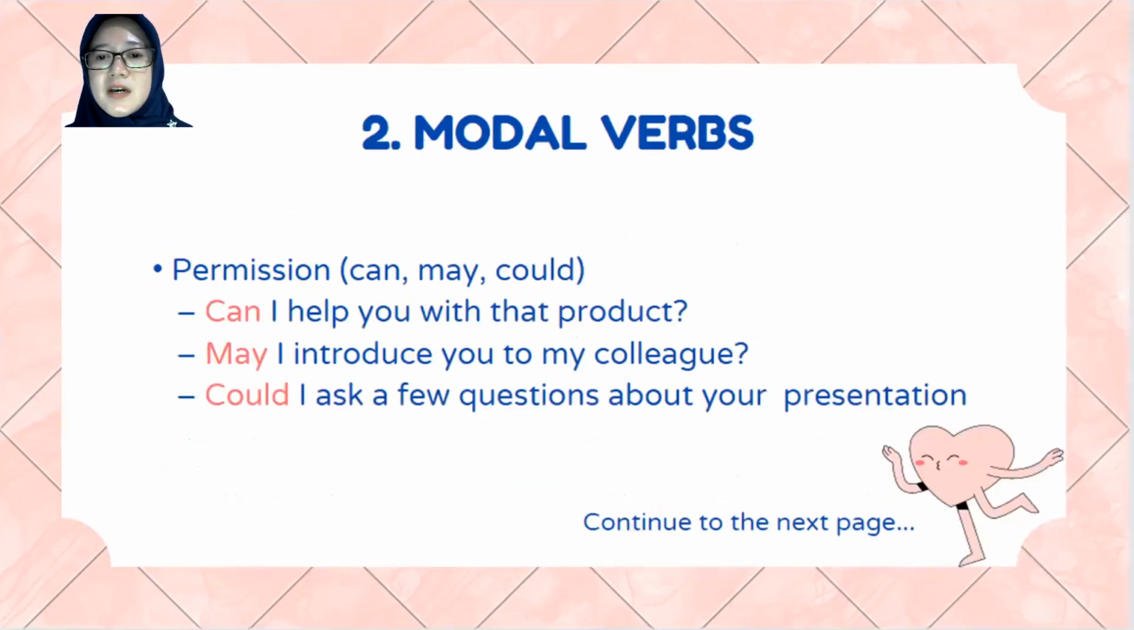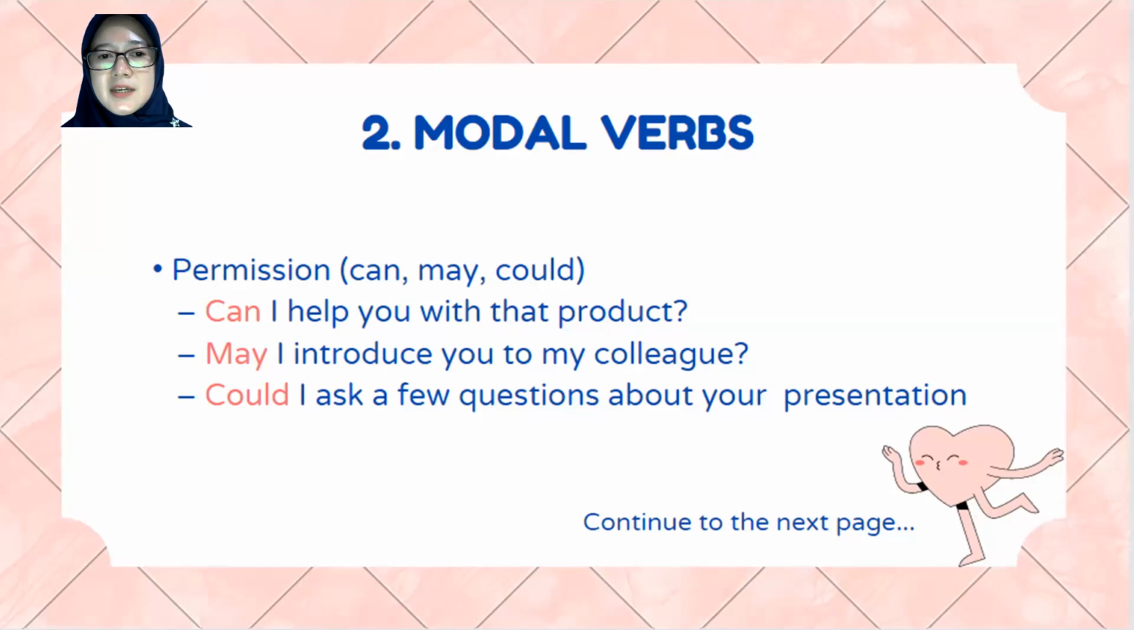The second one is modal verbs. We're going to use the modal verbs for permission, request, and suggestion. Let's see. The first one is permission. You can use can, may, or could. Look at the example here.